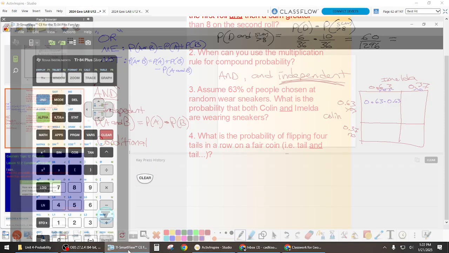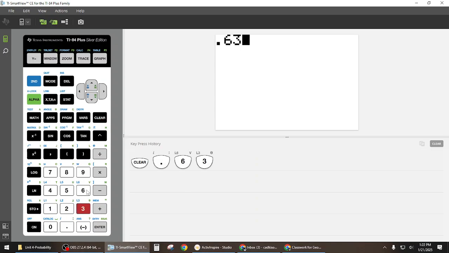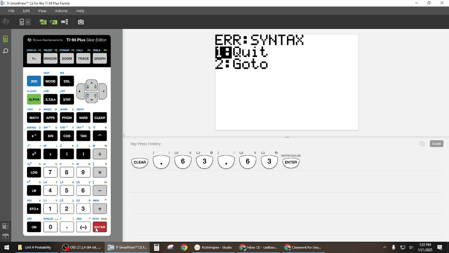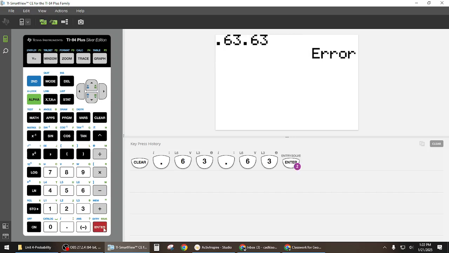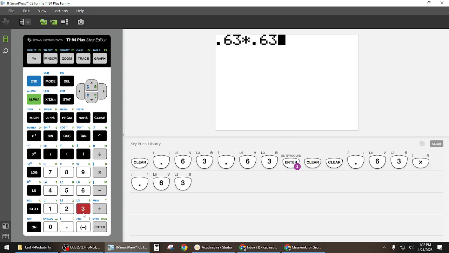Again, that is just a visual for that. Let me do this and then I'll say that. Why did I have a syntax error? Oh, it's because I was thinking dot. That's funny.